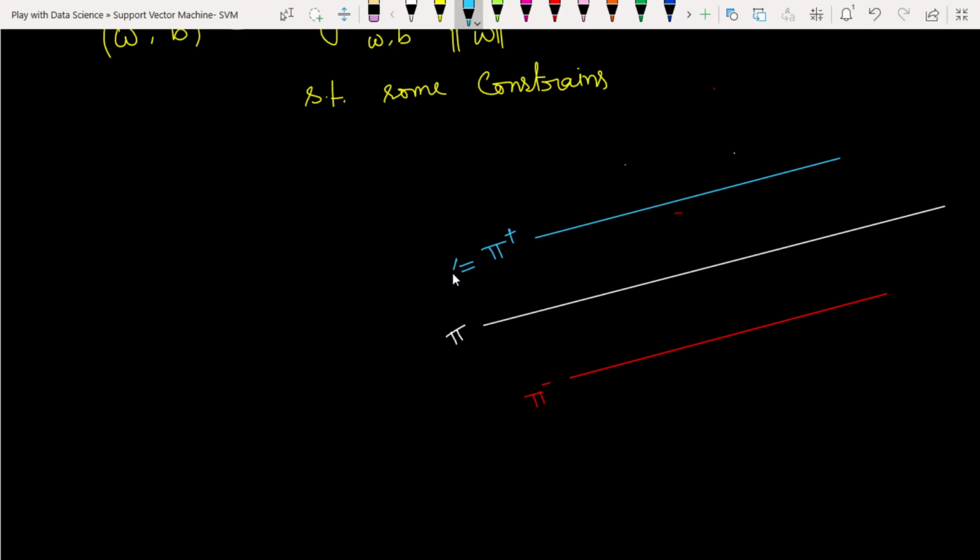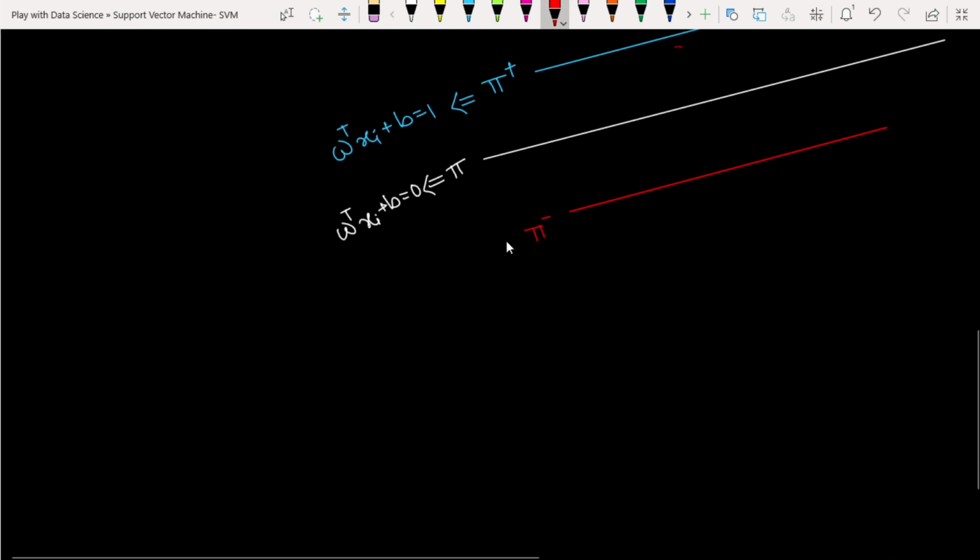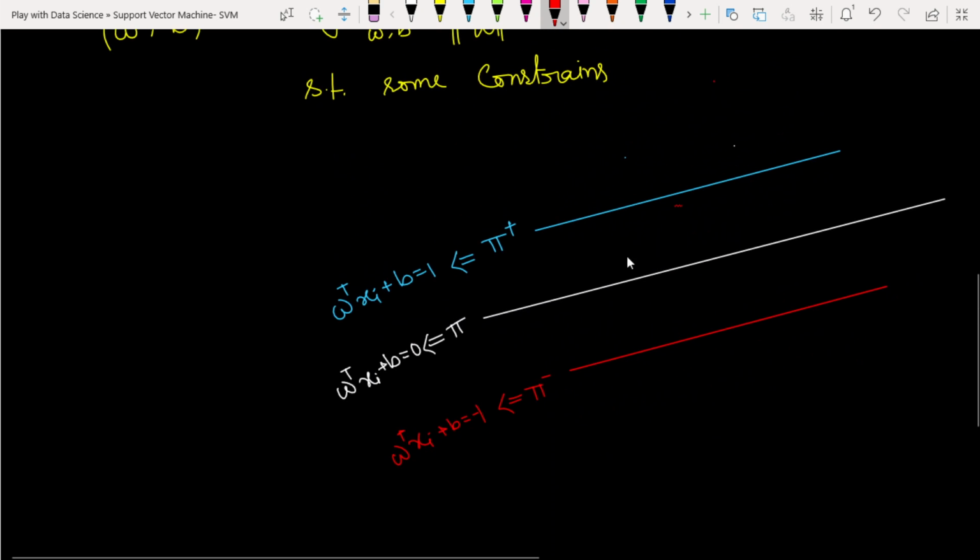And what will be our equations? The equation of the pi plus plane is simply W transpose xi plus b equals 1, and the equation of our main plane is W transpose xi plus b equals 0, and the equation of our pi minus plane is W transpose xi plus b equals -1. Simple, we have seen this thing.